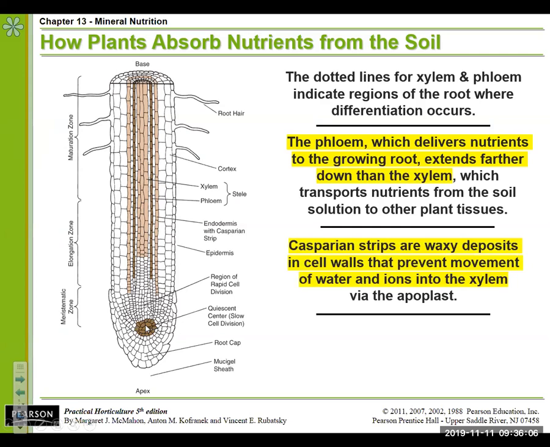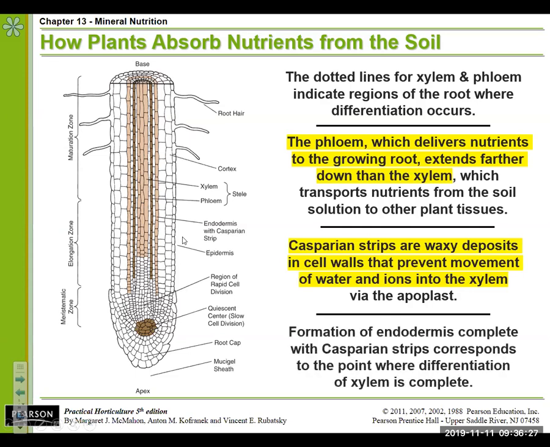There's also this Casparian strip here, right on the outside of these different cells, that is basically just waxy deposits preventing movement of water and ions into the xylem directly, and kind of mediating that transfer of those nutrients. We have to get through that Casparian strip.